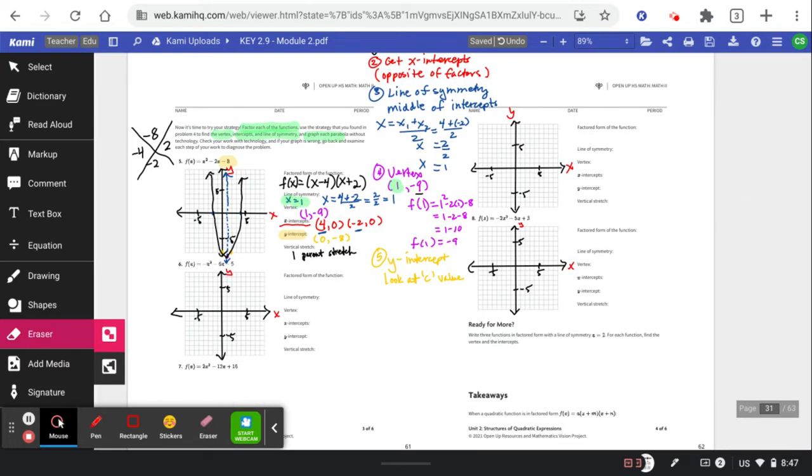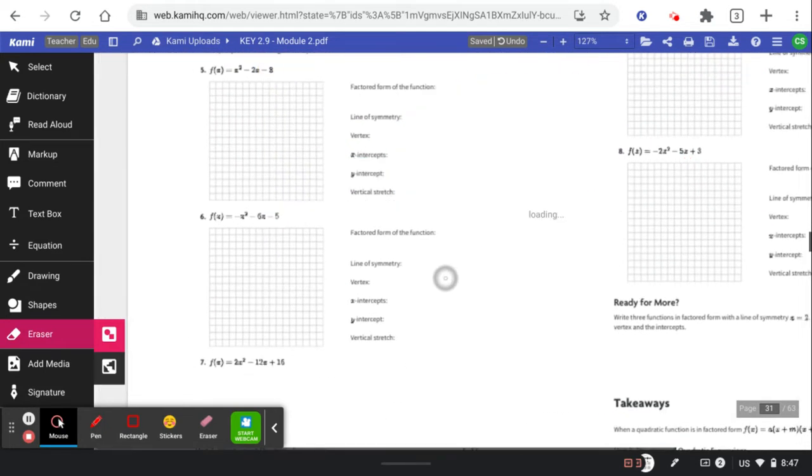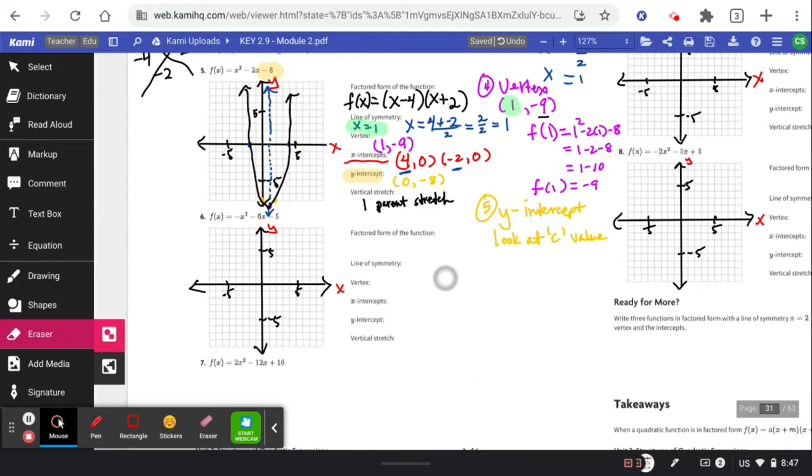Okay, so we're going to follow all of these steps in each of these last 3 problems to make sure we can graph it. This next one, do you see how it has a negative out in front? So we're going to actually take the GCF out of that.